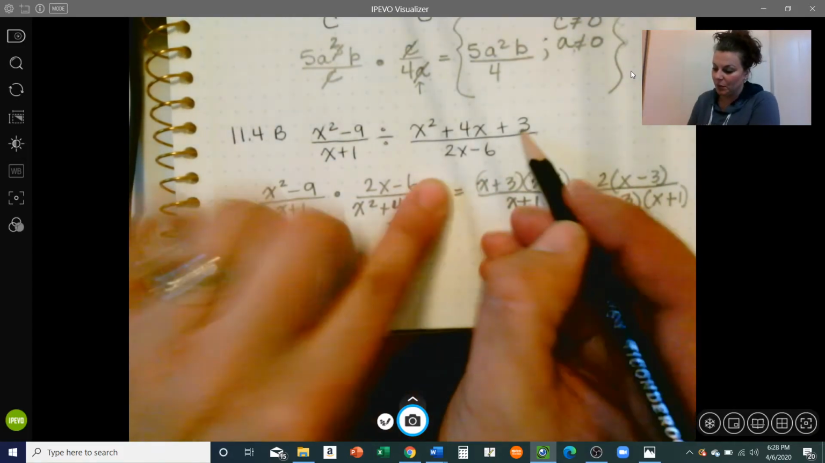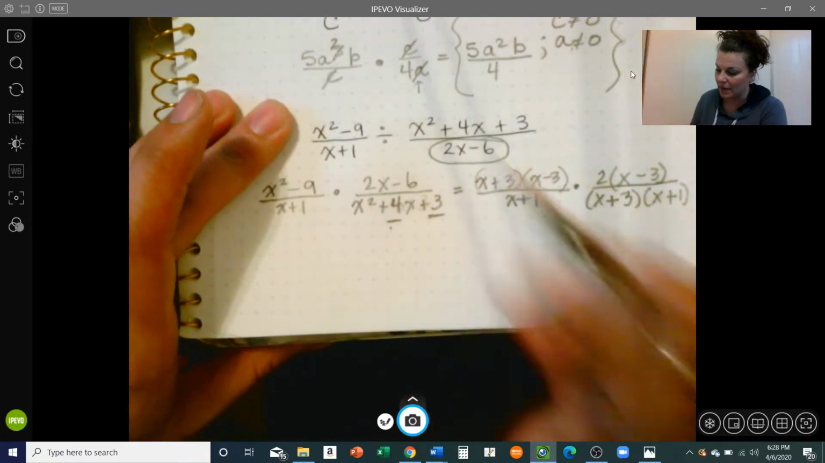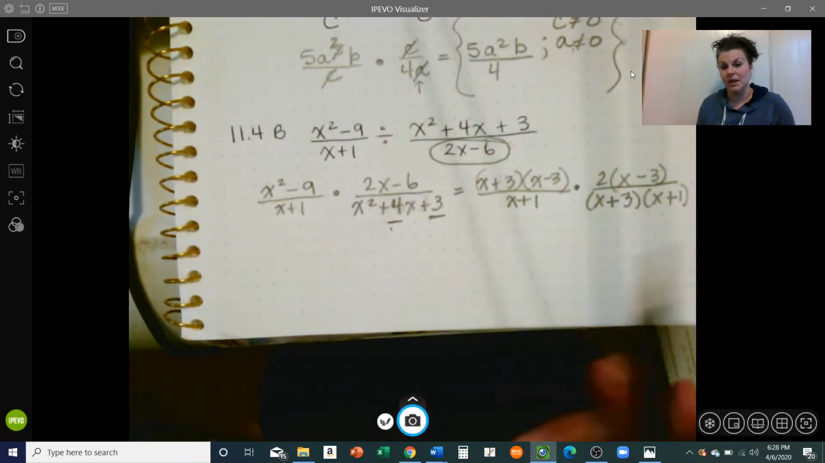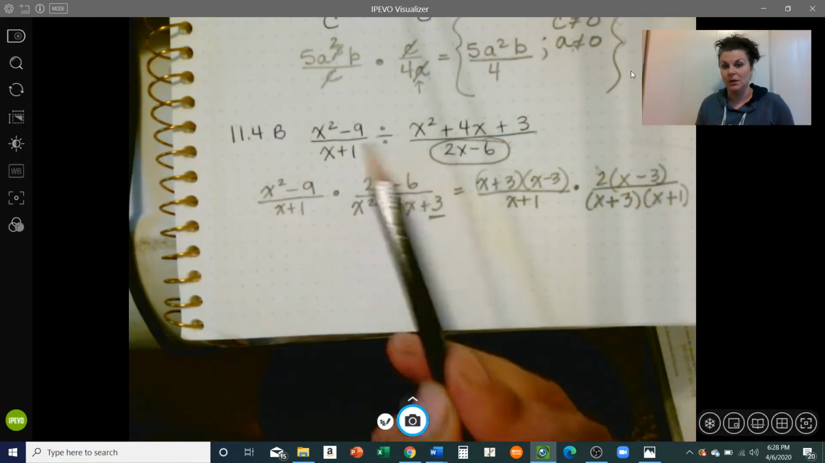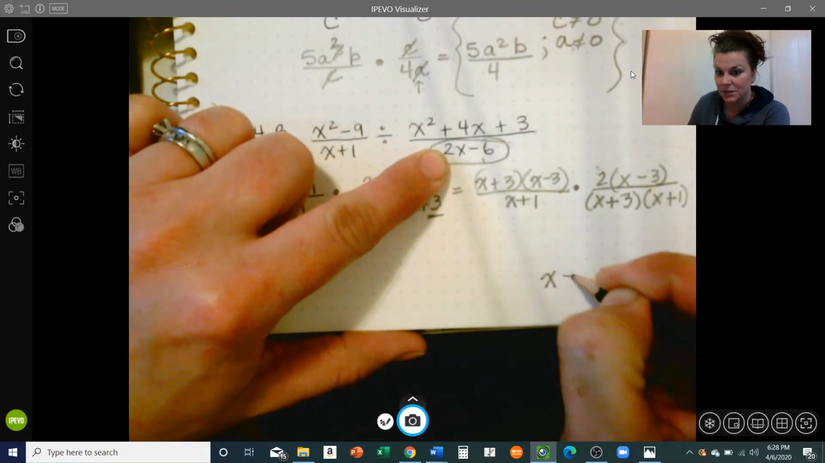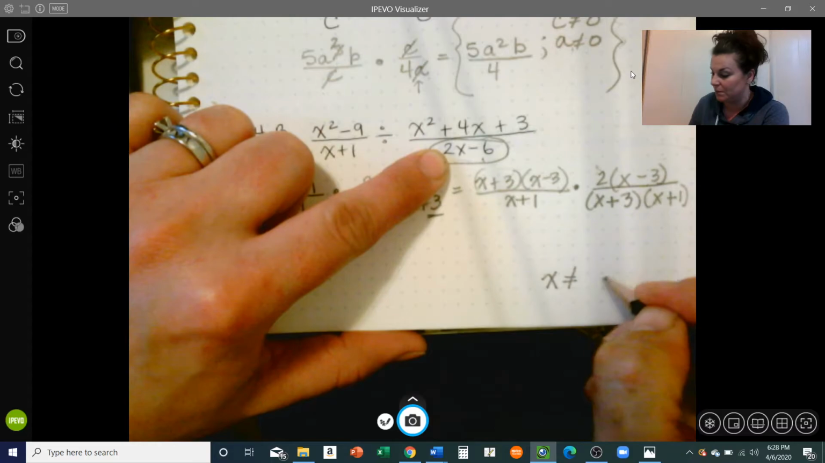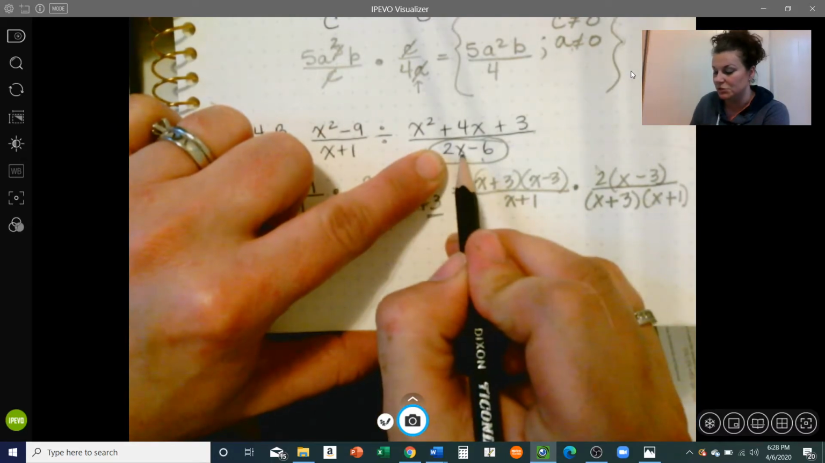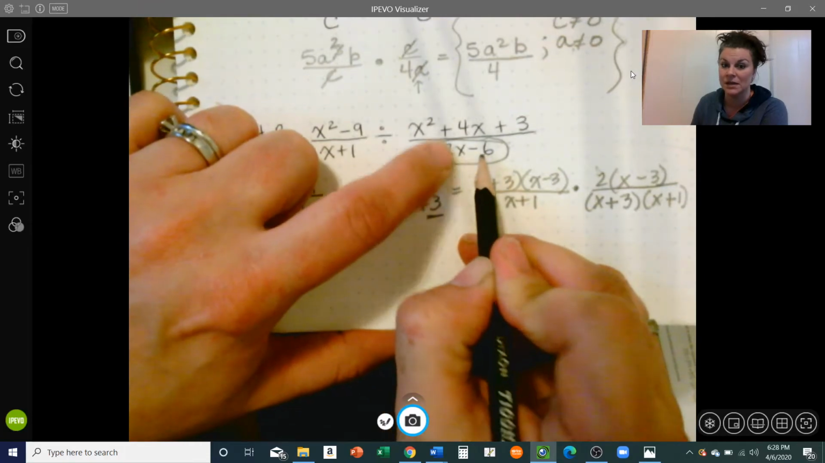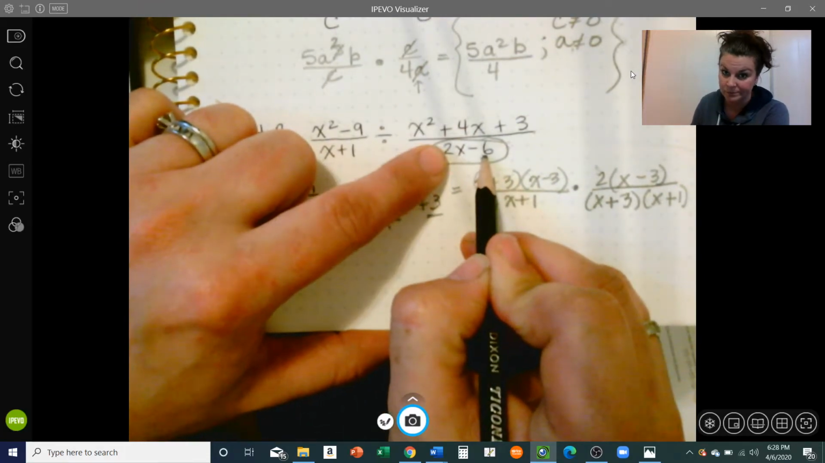This would be a good point where I look back and I think, okay, this was in the denominator at the beginning, and it's gone now. That's not there anymore. It's up here. So I want to make sure that I say for my answer that x cannot equal 3, because 2 times 3 would be 6, and 6 minus 6 would be 0. And this can't equal 0, because that's bad.